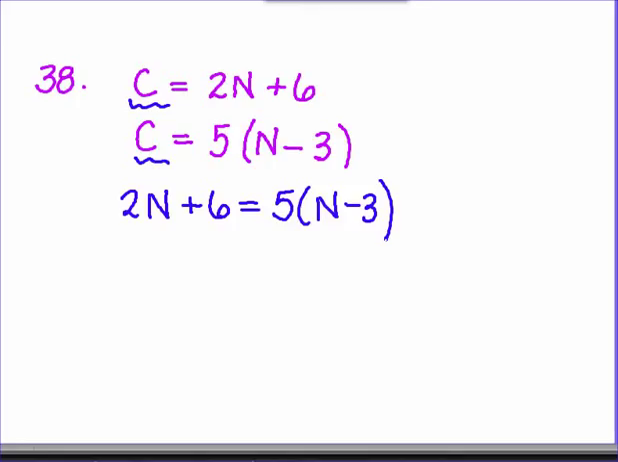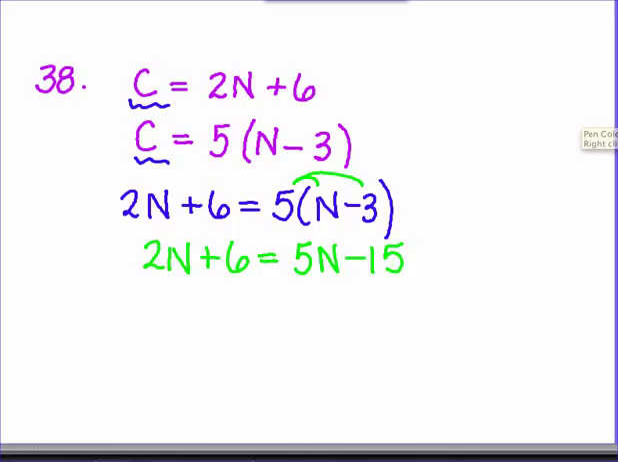Now remember, n is the number of quarters that Nora has saved. Now what I need to do is go through and solve this. So the very first step is to do what, folks? Distribute. Much better. We're getting the hang of things now. So 2n plus 6 equals 5n minus 15.